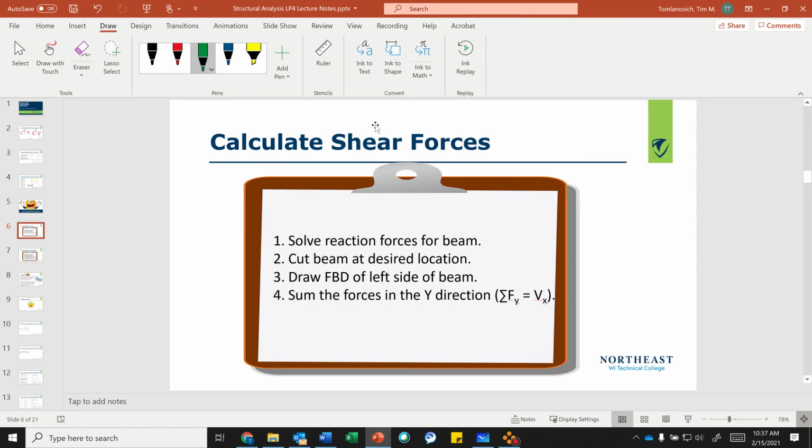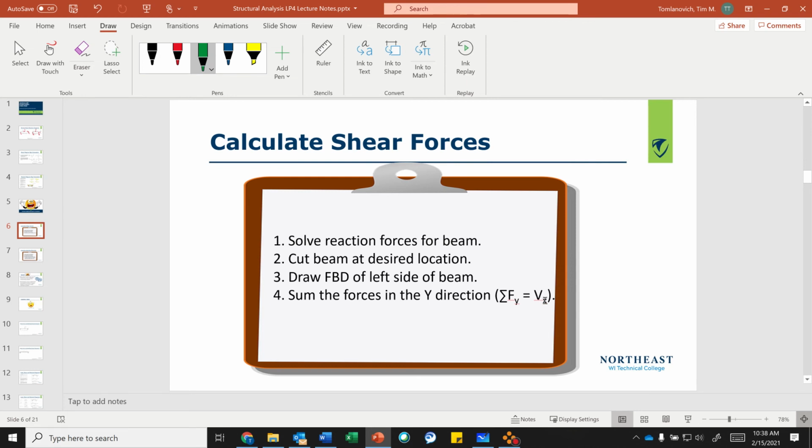So how do we calculate shear forces? One, solve the reaction forces for the beam. You know how to do that. Solve the reactions using the three equations of equilibrium. Two, cut the beam at the desired location. Draw the free body diagram of the left side of the beam. FBD stands for free body diagram. And then you sum the forces in the y direction. The sum of the forces in the y direction equals V, which stands for shear.